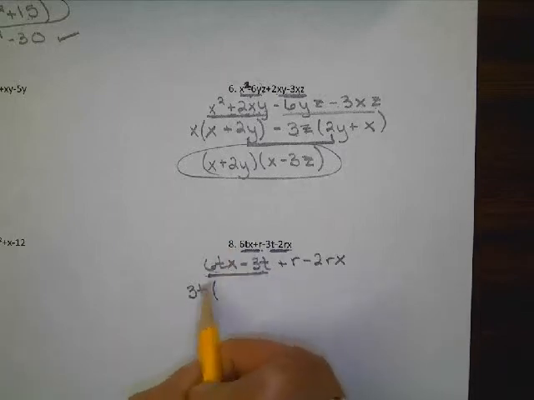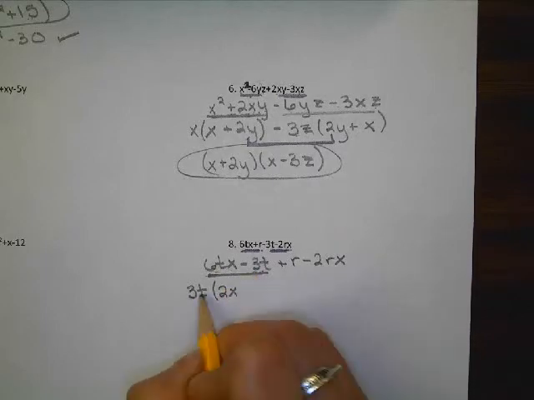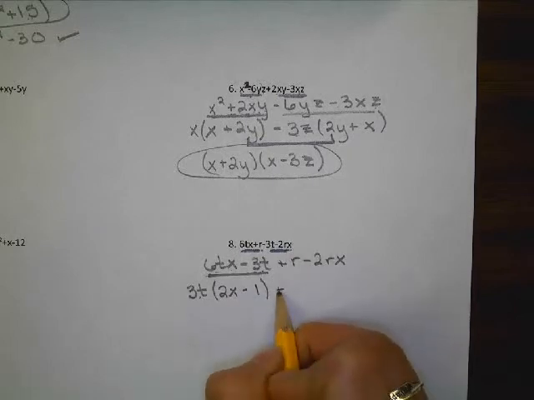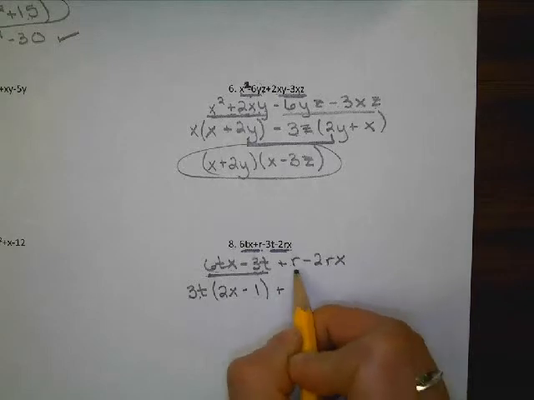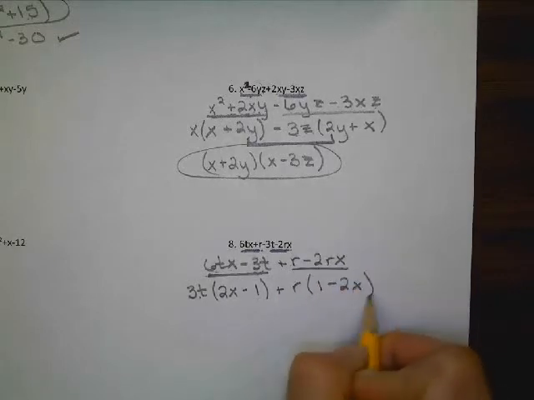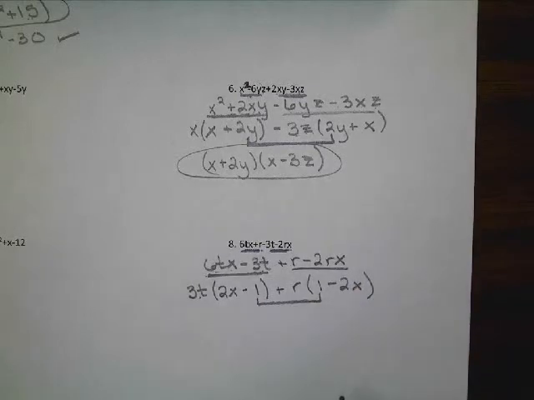If I do that, 6tx divided by 3t is going to give me 2x. And take out a 3t divided by 3t is a negative 1. And here I can take out an r that's common, so that leaves me with 1 minus 2x. Now here's the problem. Those aren't the same. But if I know my arithmetic skills, I know that this is a positive 1. I have a negative 1 here, a negative 2x, and a positive 2x.